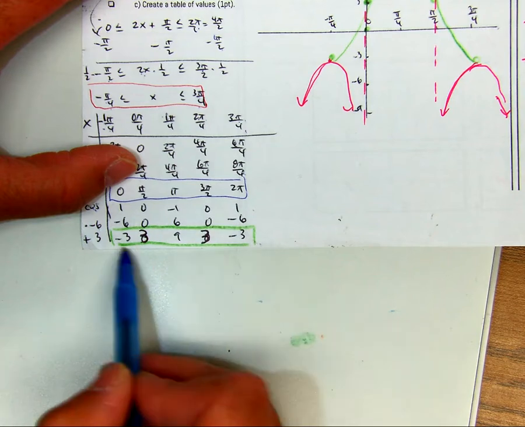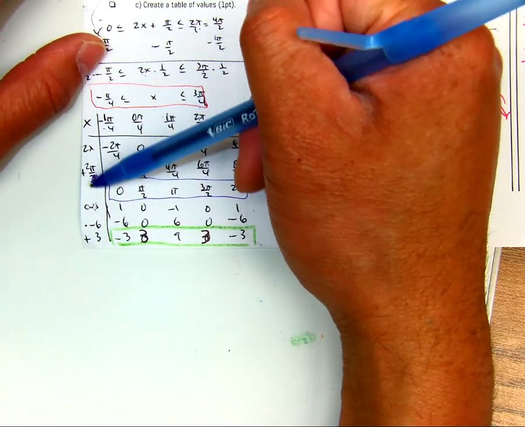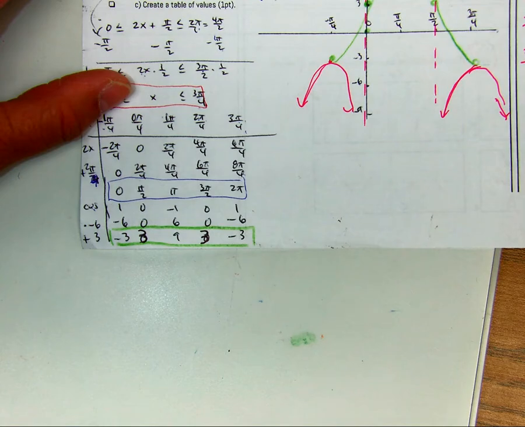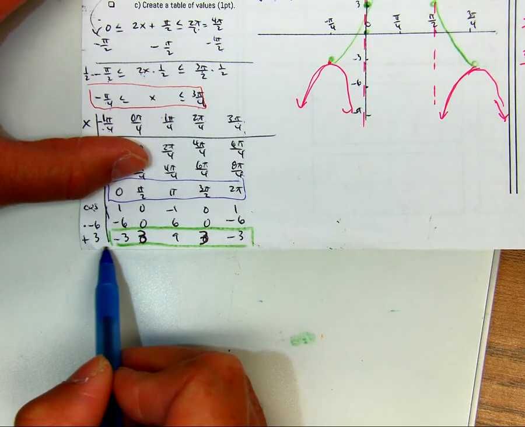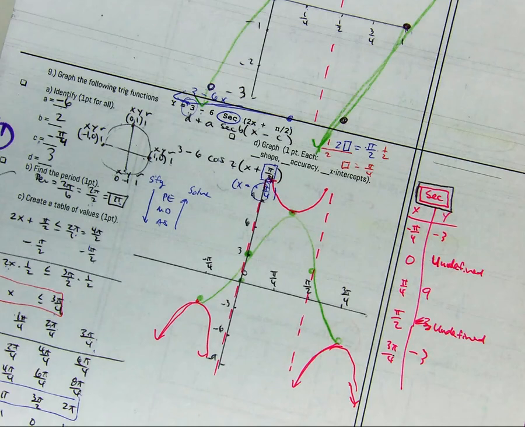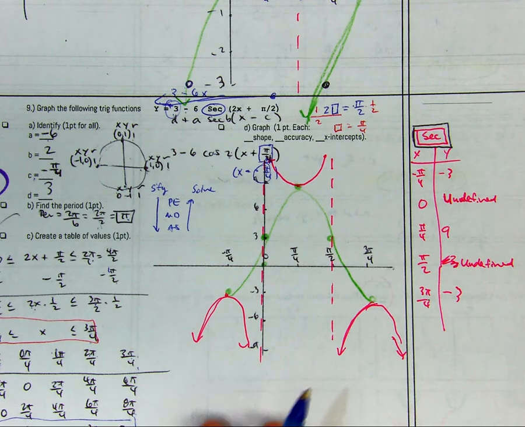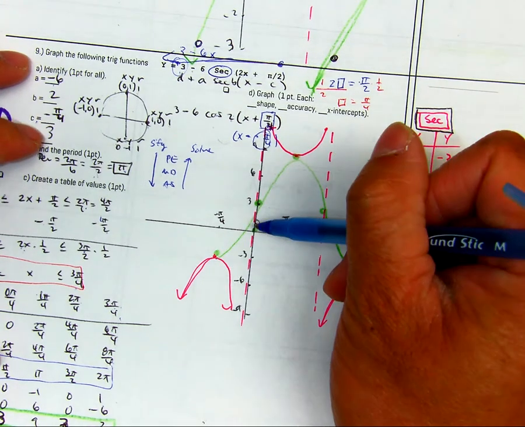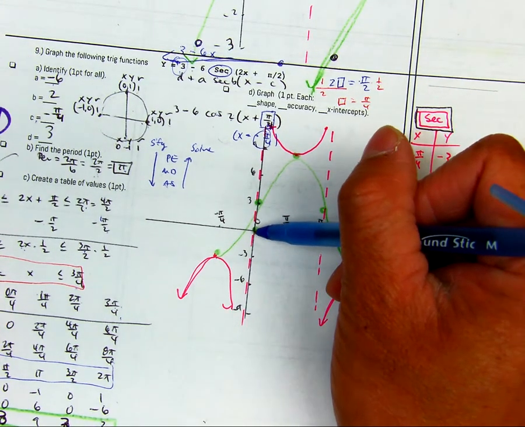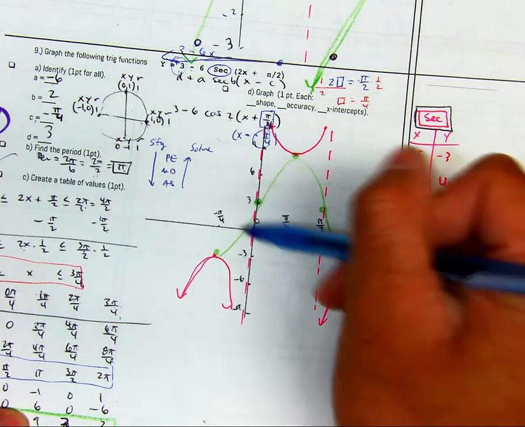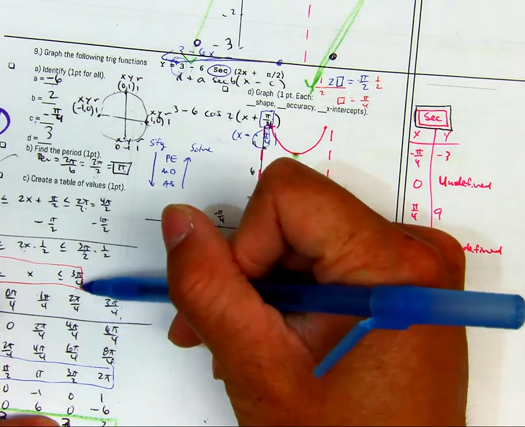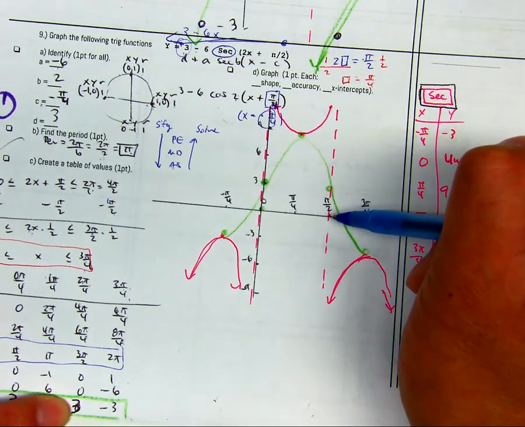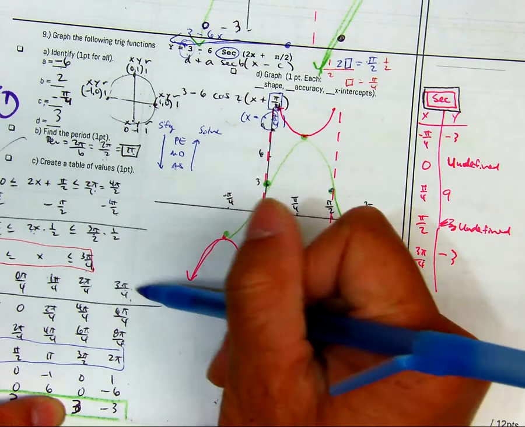Okay, so another common mistake is students try to put this back into secant, and that would be incorrect. Remember, you're graphing cosine and then erasing. So I'm going to graph these points. If I graph negative pi over 4, I go down to negative 3. At 0, I graph at 3, and at pi over 4, I'm going up to 9. At 2 pi over 4 or pi over 2, I'm going up to 3, and then at 3 pi over 4, I'm going to negative 3.